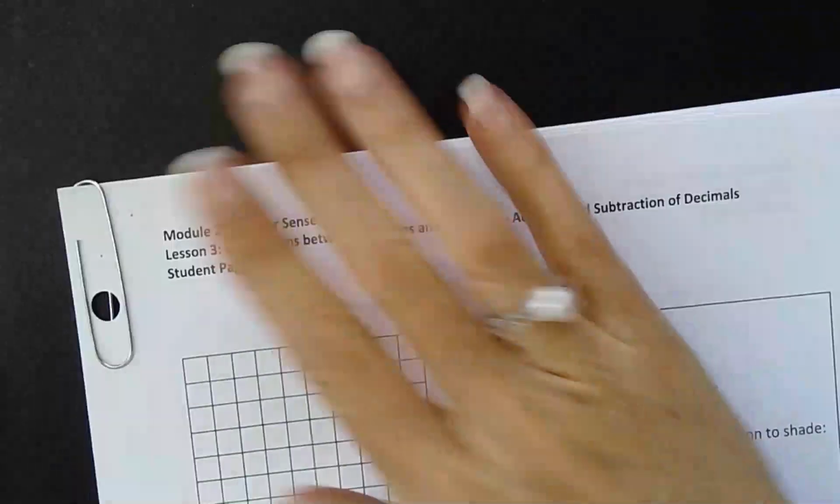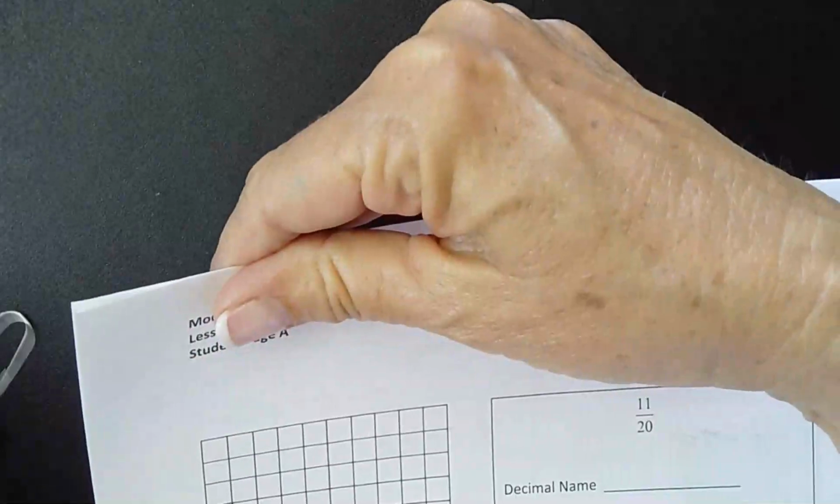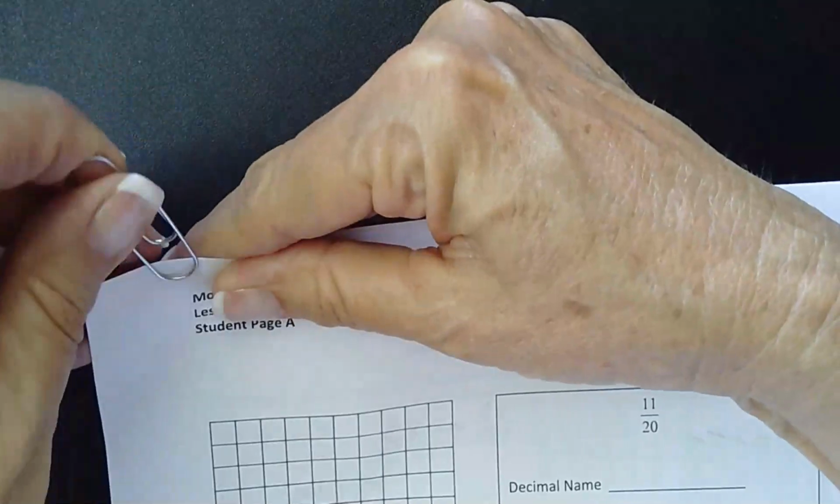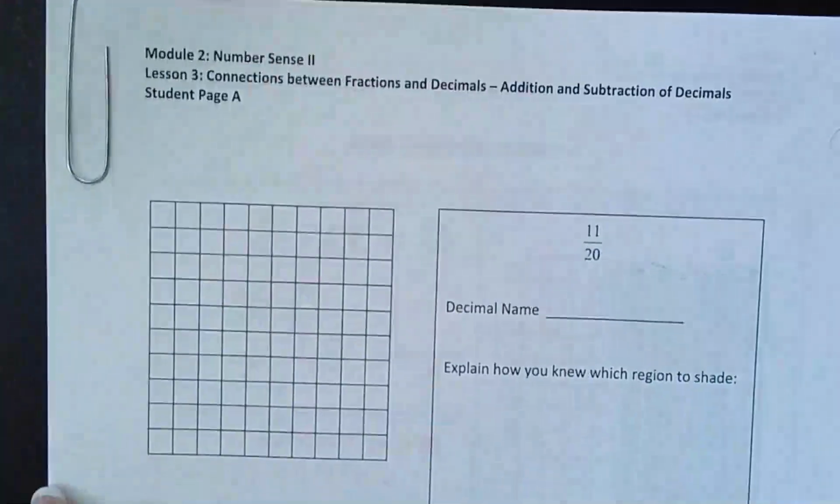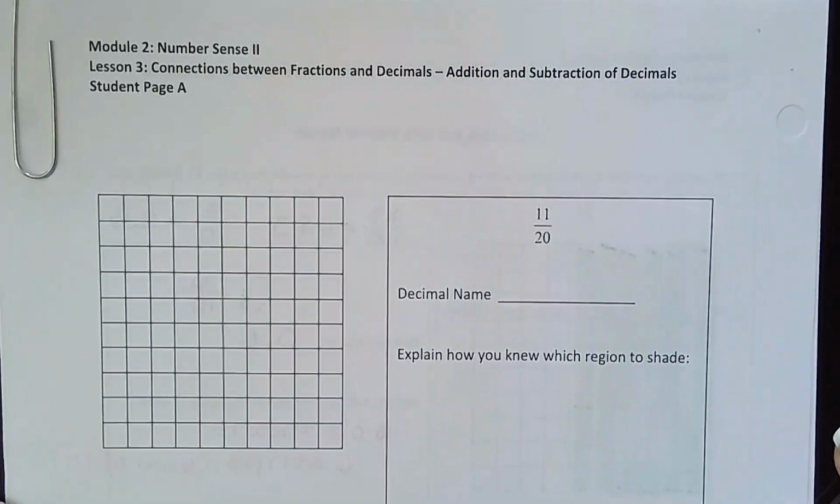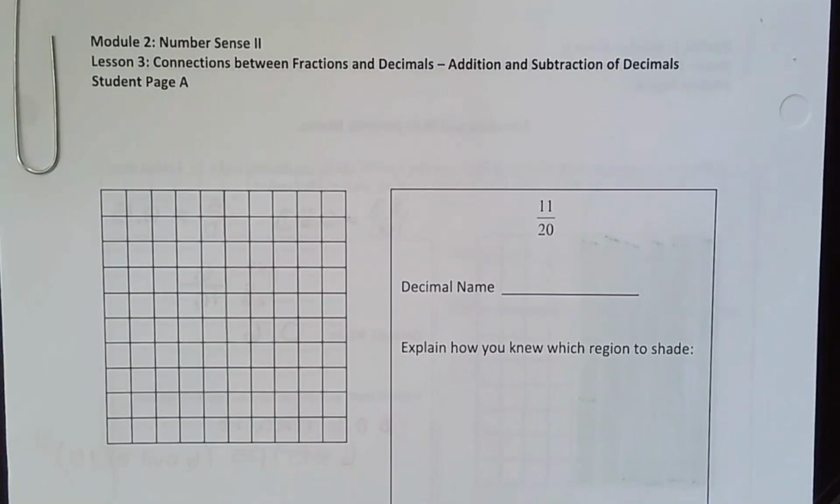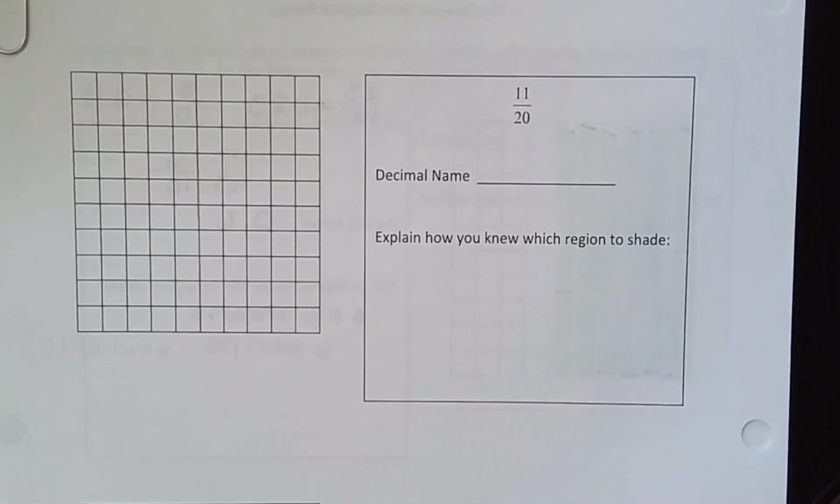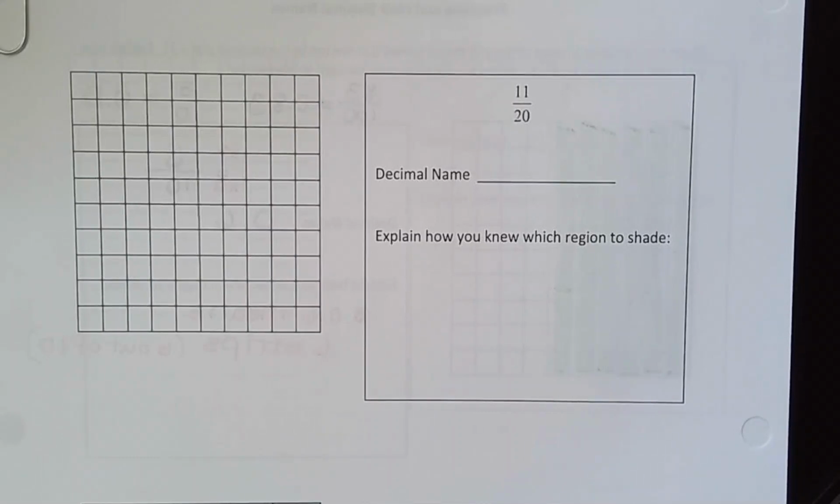Okay, so let's see what you guys can do on these next 2. So go ahead and turn off your video and do the 2 on page 2, 11/20 and 3/25. Change them into a fraction with a denominator of 10 or 100 or 1,000. Shade your picture and then write down your strips and squares. Okay, and then turn the video back on and we will compare answers.